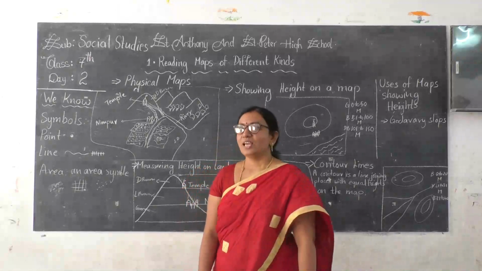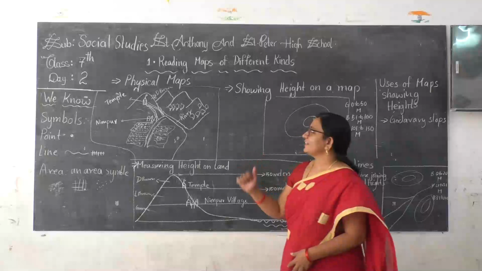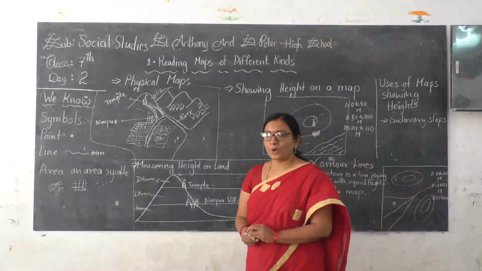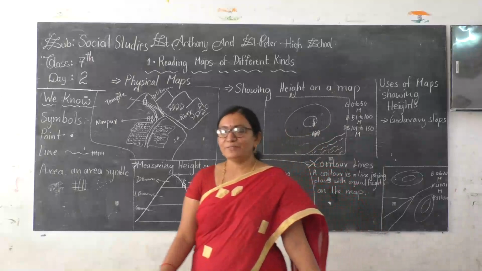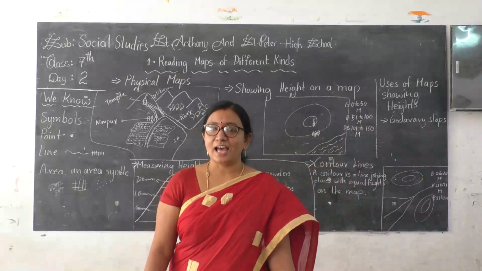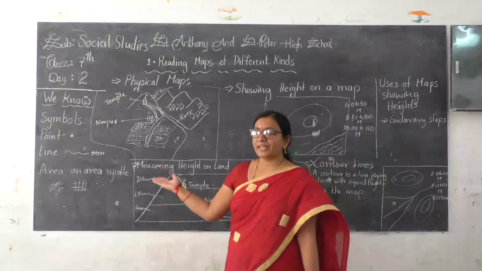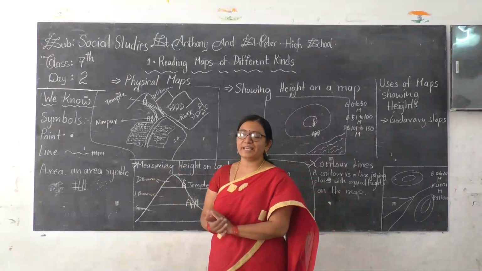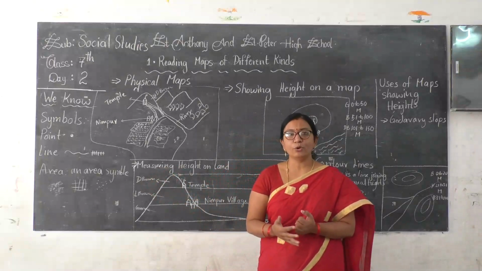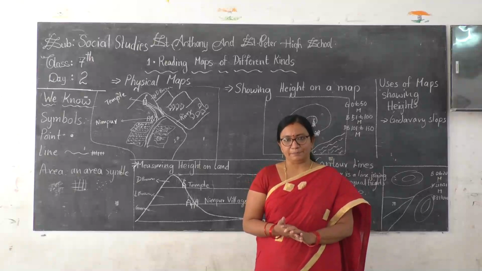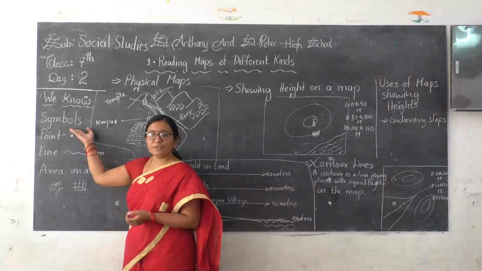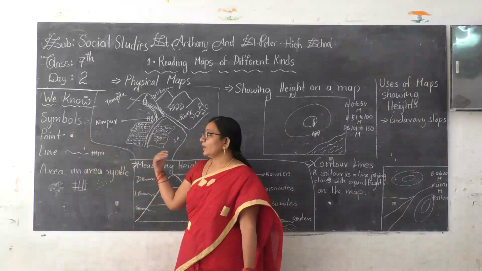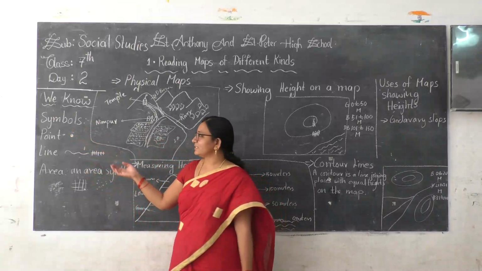Hello students, welcome to today's social studies lesson number 1, reading maps of different kinds. We have discussed in the last class the basic things which are very important to know or read a map. In the last class I ended with the significance of symbols. And what are the new things we learned in this class?